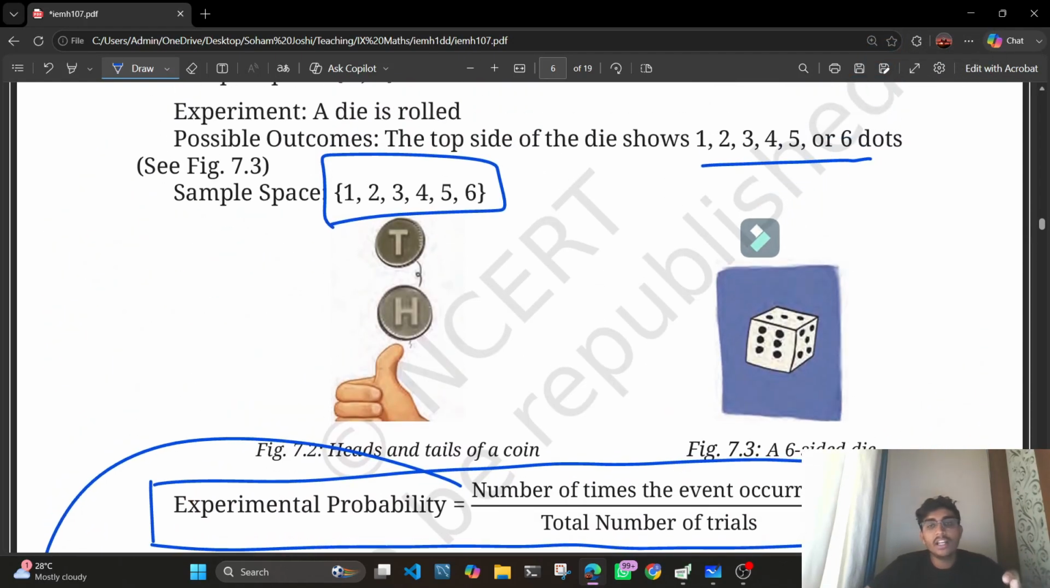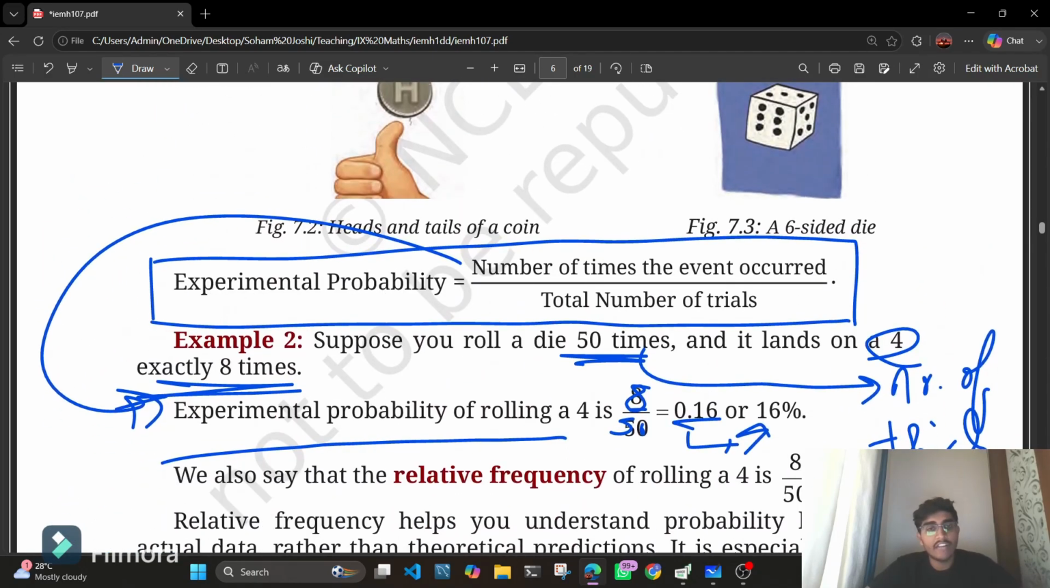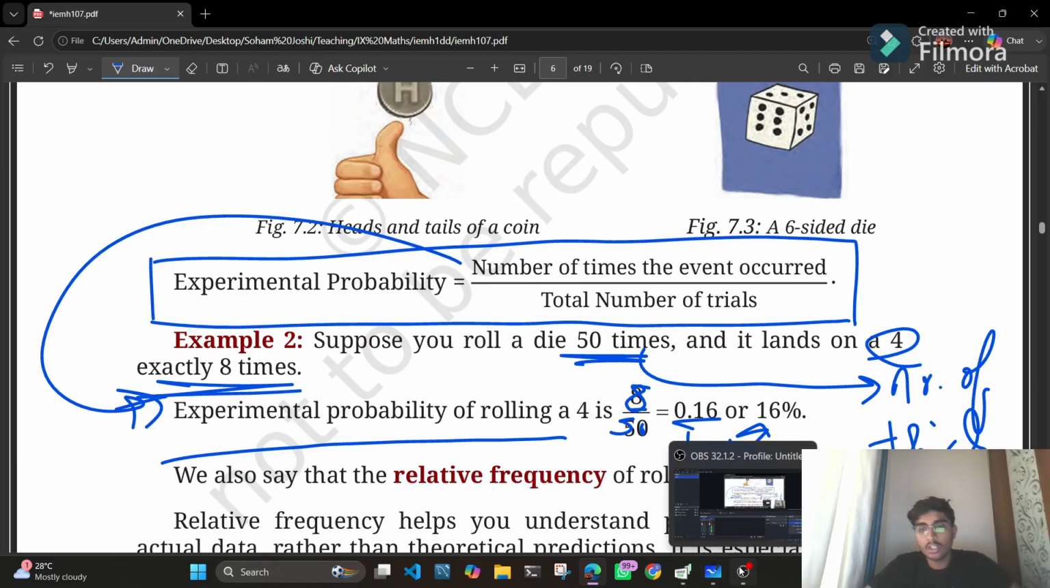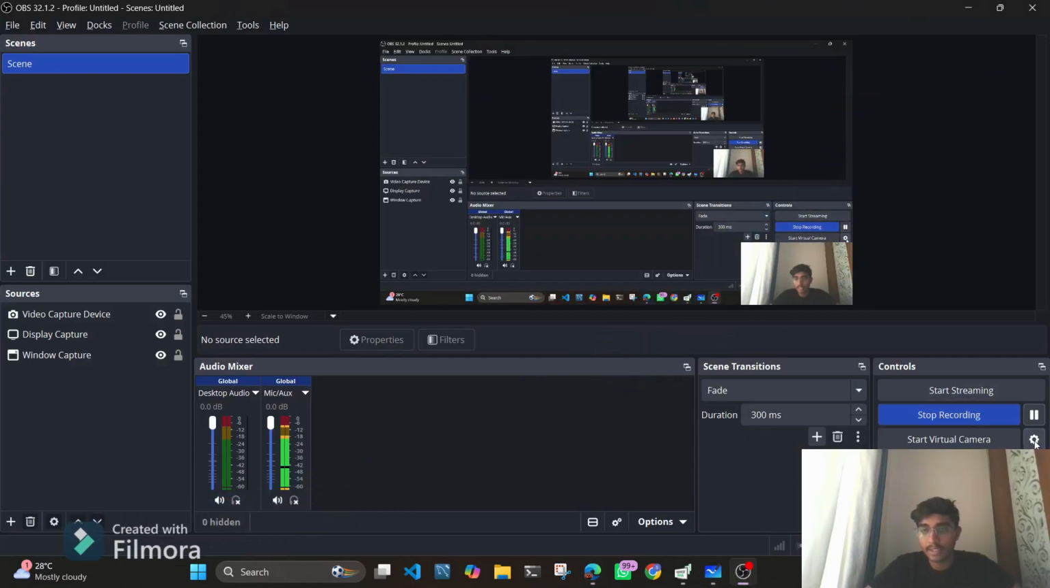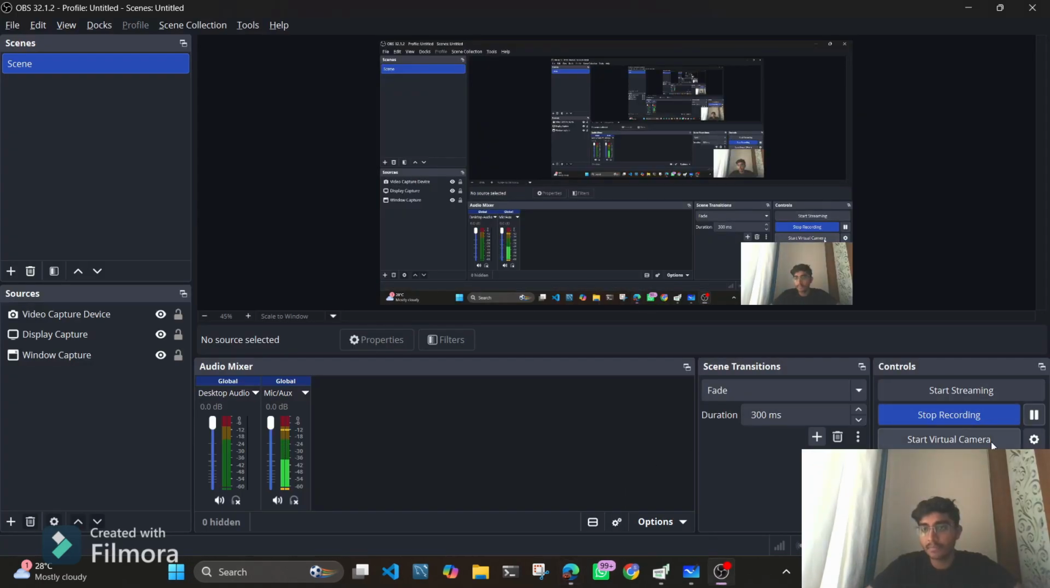Now, this probability is based on the data given in the question, right? We have not assumed anything from our side because it is experimentally done. They have rolled a die 50 times and they have experimentally got the value, right? So, therefore, this is called experimental probability.